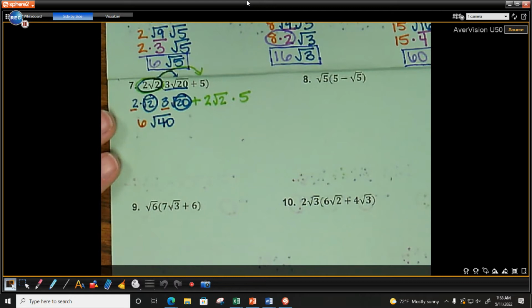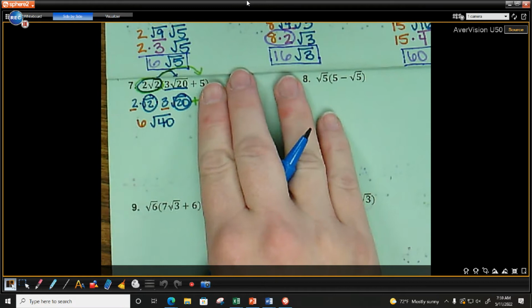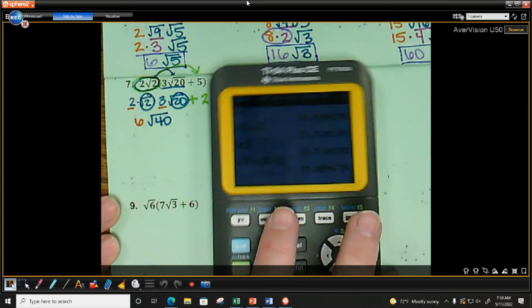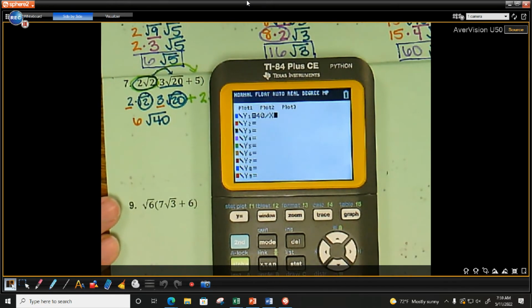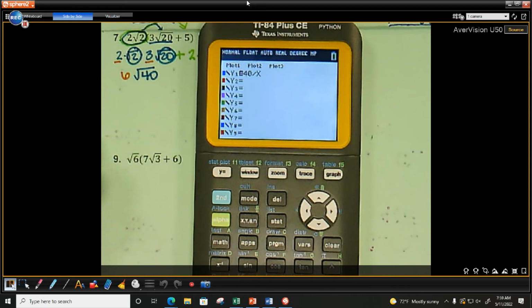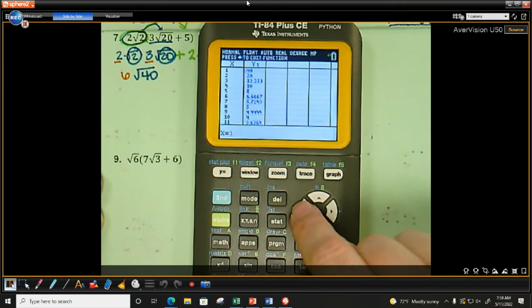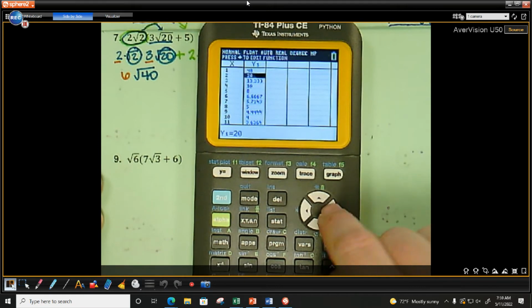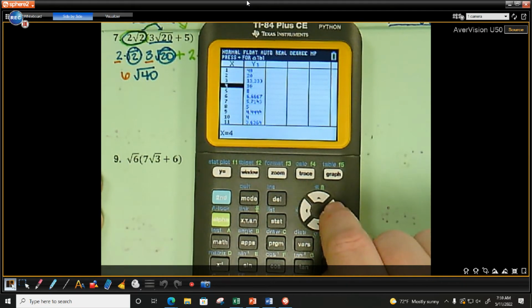Let's keep simplifying this. Again, I'm going to pretend this part's not even there. Let's just keep simplifying like we were doing up top. I'm going to go to my calculator, I'm going to go to y equals, and I'm going to do 40 divided by x. 1 and 40, not on my list. 2 and 20, not on my list. Skip, because it's a decimal. 4 and 10. 4 is on my list.